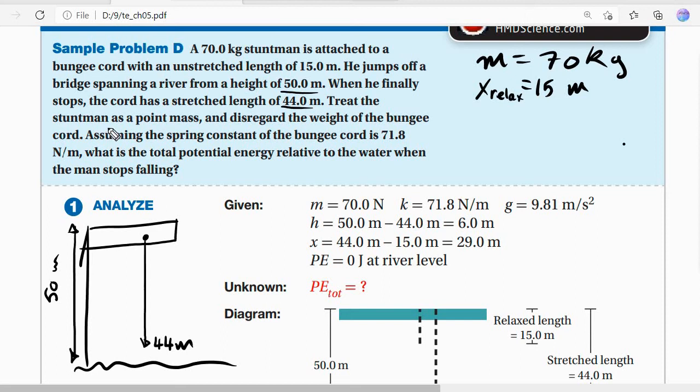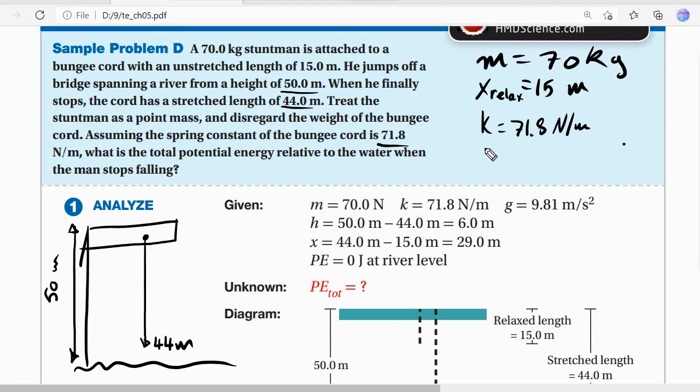Treat the stunt man as a point mass and disregard the weight of the bungee cord. Assuming the spring constant of the bungee cord is 71.8. Okay, guys, now this constant K here is equal to 71.8 Newton per meter. Look over this unit. That's the unit of the spring constant or cord constant.